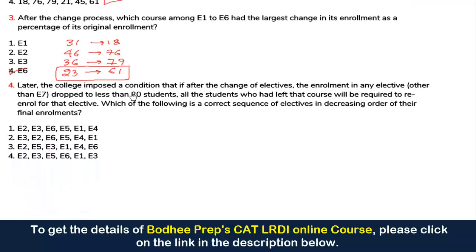It says that later the college imposes a condition that if after the change of elective, the enrollment in any elective other than E7 dropped to less than 20 students, all the students who had left that course will be required to re-enroll for that elective. Right? That means after the change, if any elective has less than 20 students, then all those students who have changed from that elective to another elective will have to go back to take the same elective which they had taken before the change, right? So we have to find which of the following is the correct sequence of electives in decreasing order of their final enrollment if this condition is imposed.